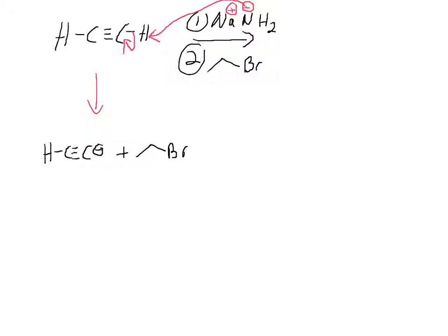bromoethane. So now what's my nucleophile? What's my electrophile? The nucleophile is the negative charge on the carbon, and it should attack the carbon attached to the Br. So there you go. Now we just formed a carbon-carbon bond. So we added 2 carbons plus Br minus.